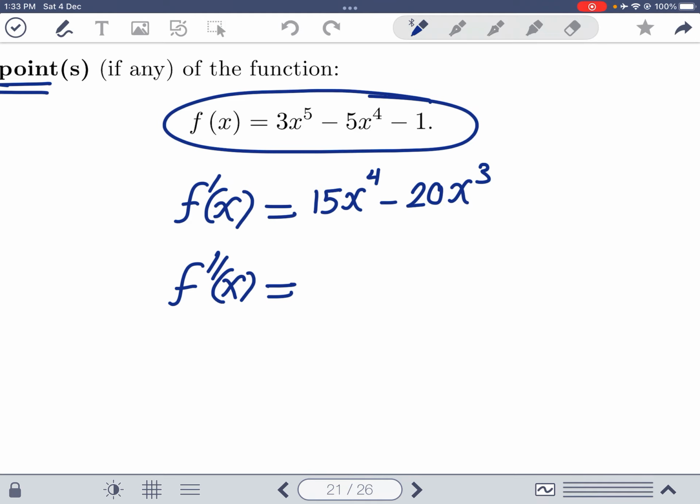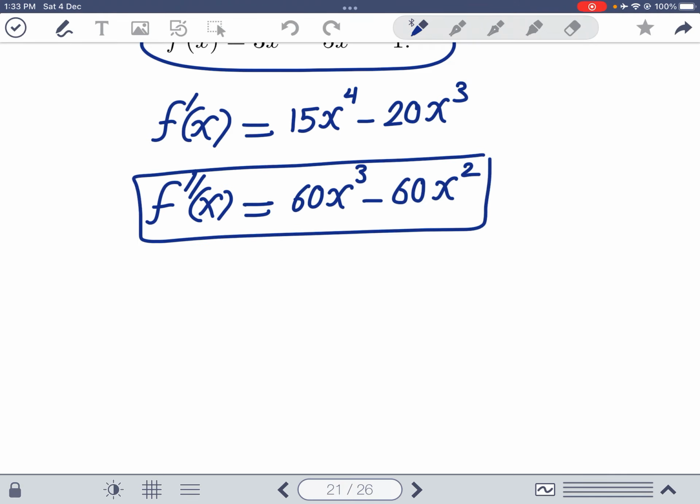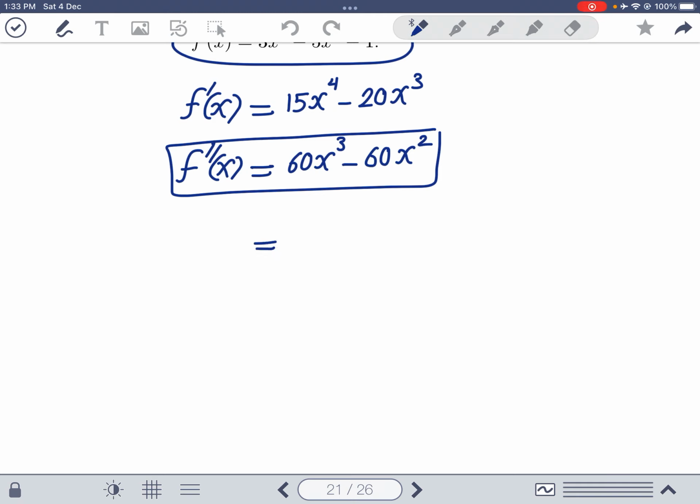It doesn't do anything. And now the second derivative is 4 times 15 is 60x cubed minus 60x squared. This is the second derivative. And you can simplify it. Take 60x squared as a common factor, and inside you'll have x minus 1. Okay, this is f double prime of x. I prefer to look at it this way.